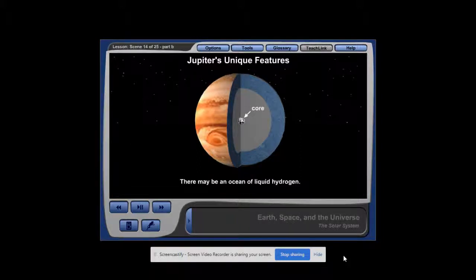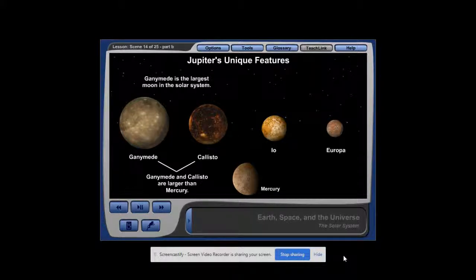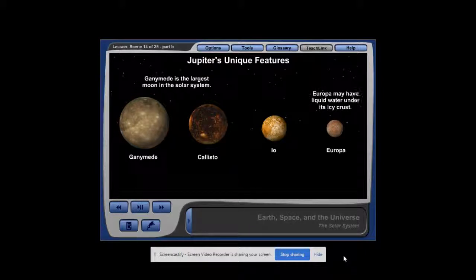Jupiter has some of the largest moons in the solar system. Two of its moons, Ganymede and Callisto, are larger than the planet Mercury, and Ganymede is the largest moon in the solar system. Scientists believe that the moon Europa may have an ocean of liquid water under its icy crust. In addition, the moon Io is one of the most volcanically active places in the solar system.